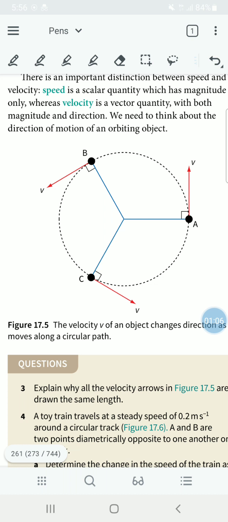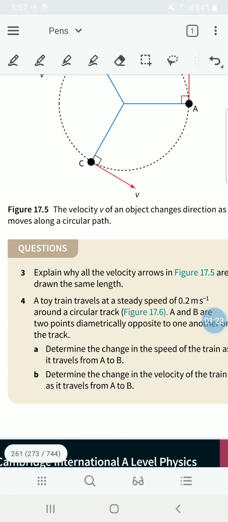But the speed, the scalar quantity, it doesn't change. The scalar quantity remains the same. Therefore, the arrows have been drawn equal in length. I hope you understood that.